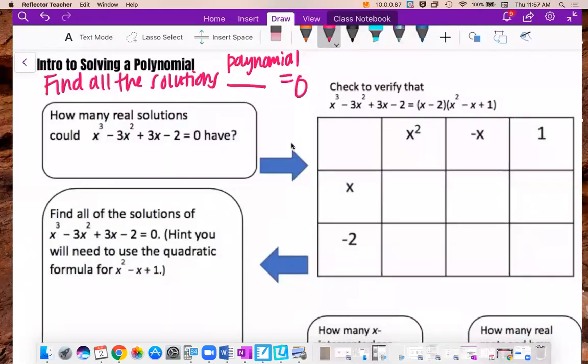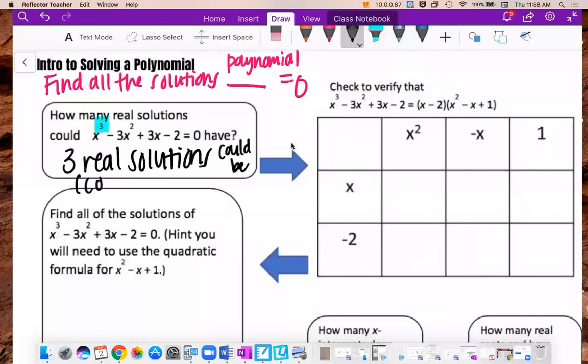So the first question you're going to be asked is, how many real solutions could this have? We know by looking at the degree that this is a degree 3, so there is a possibility that there are 3 real solutions. There could be. I think there's also the possibility of there being only one real and two complex, or something along those lines. So there could be 3 real solutions.